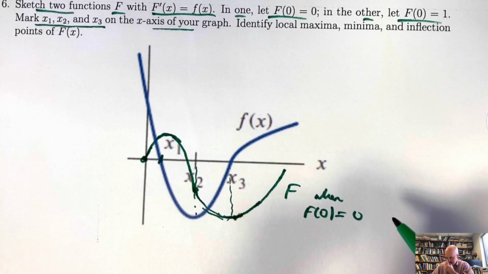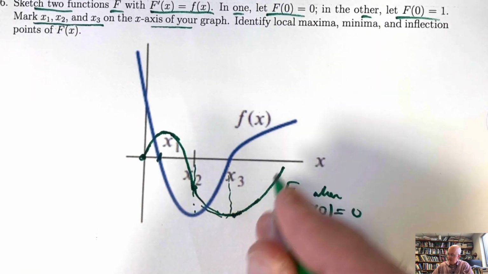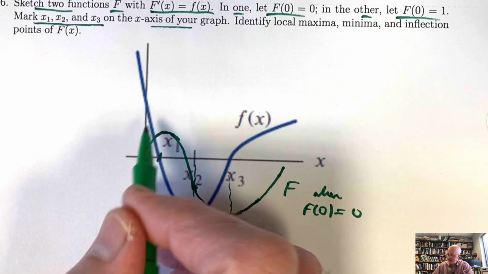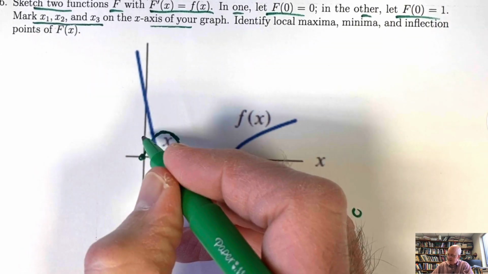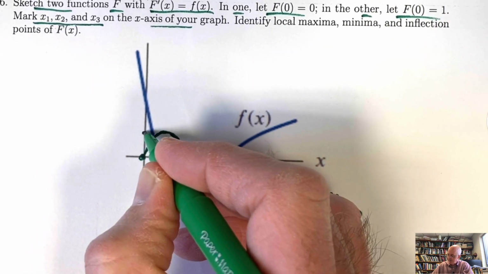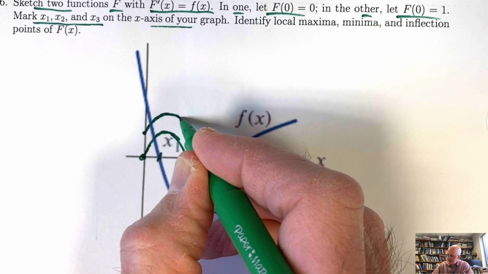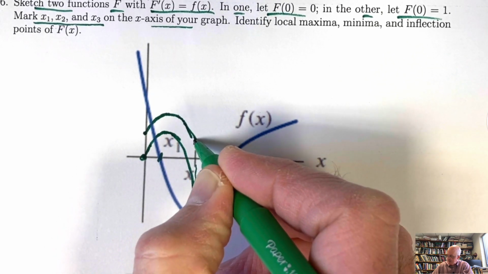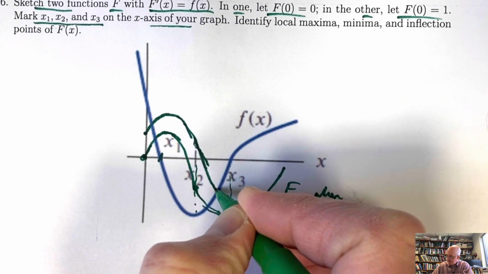When capital F of 0 is 1, we just shift this graph up by 1 unit. Now we don't know where 1 is on this axis. Could be up here, could be down here. Let's just pretend it's here. This graph is the exact same graph shifted up by 1 unit. Something about like this.